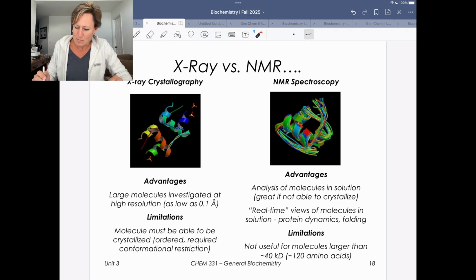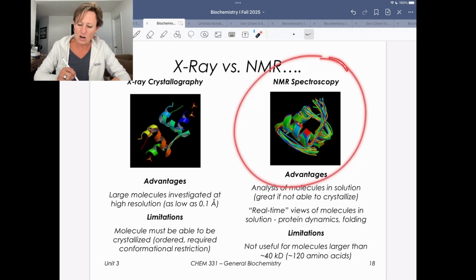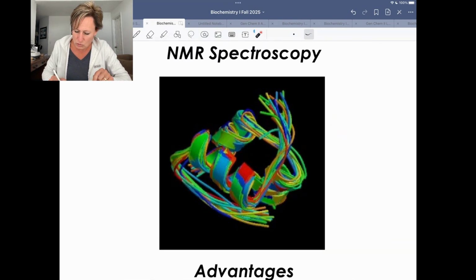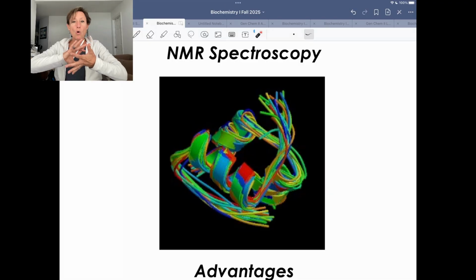So a little bit more about NMR spectroscopy there. When you look at structures solved by X-ray crystallography, you usually see a single structure, because it's a molecule that sat still. I like to think of and call NMR spectroscopy structures blurograms. I'm going to zoom in here so we can see this. You'll see a bunch of structures that are overlaid.